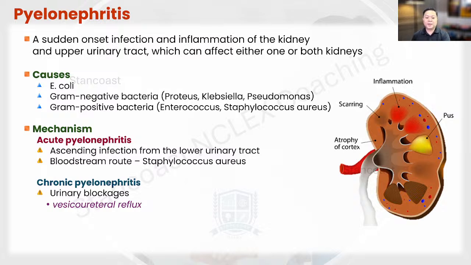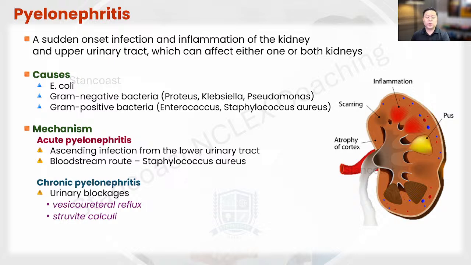Now, another cause here is the struvite calculi. We discussed this yesterday, that the struvite stones are composed mostly of magnesium ammonium phosphate, and they can form in the urinary tract and provide a nidus for bacterial growth. And this will really cause the recurrence of the pyelonephritis. So think about the struvite calculi. This is going to be one of those predisposing factors here.